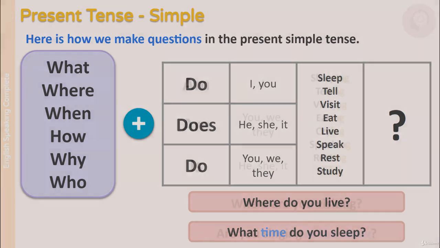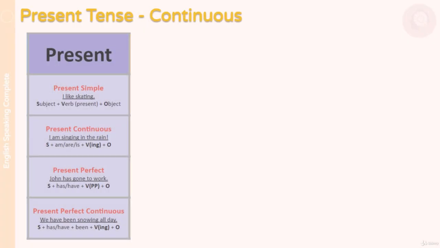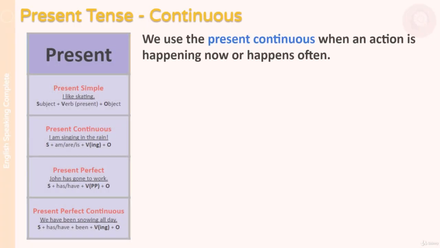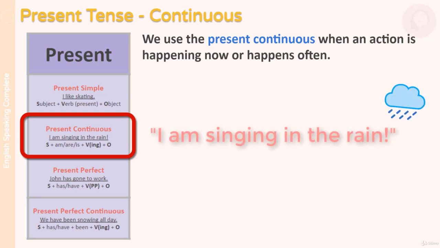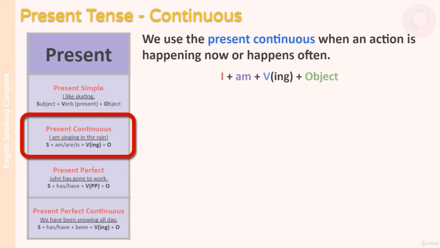Okay, let's move on to the present continuous tense. So we use the present continuous when an action is happening now or happens often. Here's an example. I am singing in the rain. And we have the subject I plus am, are or is, plus the verb plus the object. I'm buying a pair of shoes.